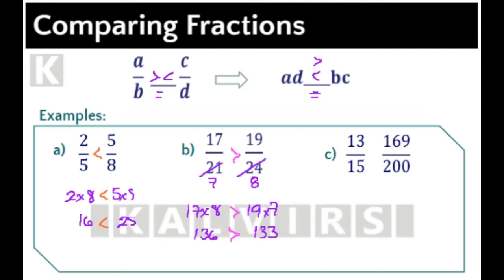In the next example, which of these two fractions, 13 over 15 and 169 over 200, is greater? To compare, simplify both, dividing by 13. So we have 1 and 13. And both, dividing by 5. So we have 3 over 40. Okay. So when we do the cross multiplication, we have 40 times 1 and 13 times 3. 40 and 39. 40 is greater than 39. So the first fraction is greater than the second fraction.